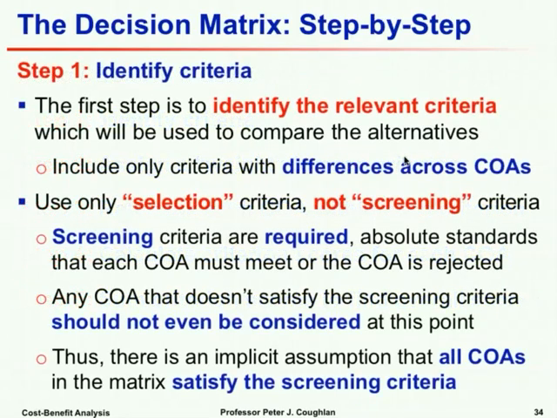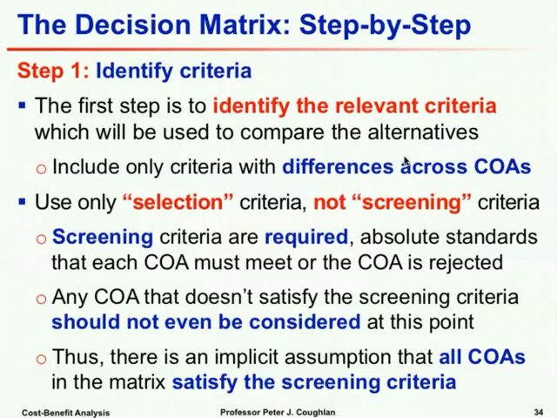So step 1 is identify the criteria. What are the criteria by which you're going to be evaluating, or comparing, the different courses of action? And the important thing is, besides finding criteria that are, of course, relevant, like what you actually care about, also make sure you have criteria that have differences across courses of action.